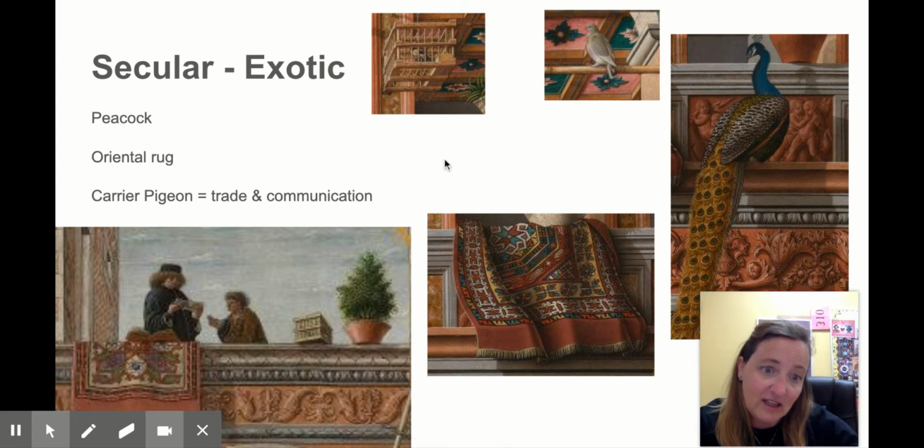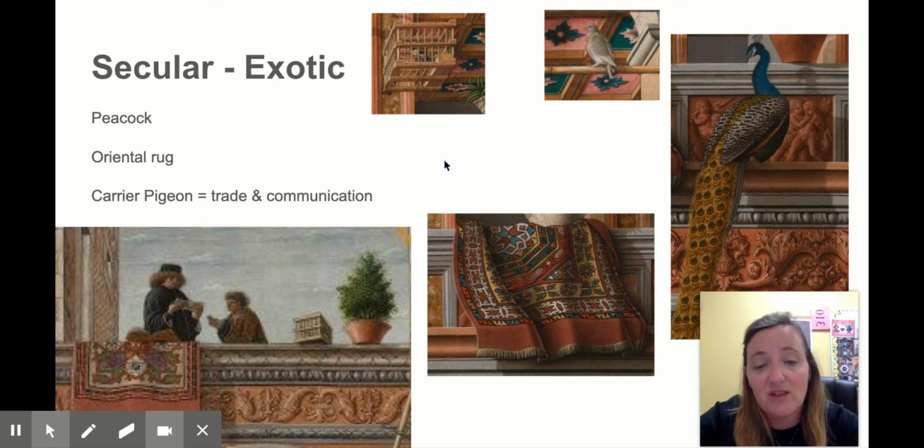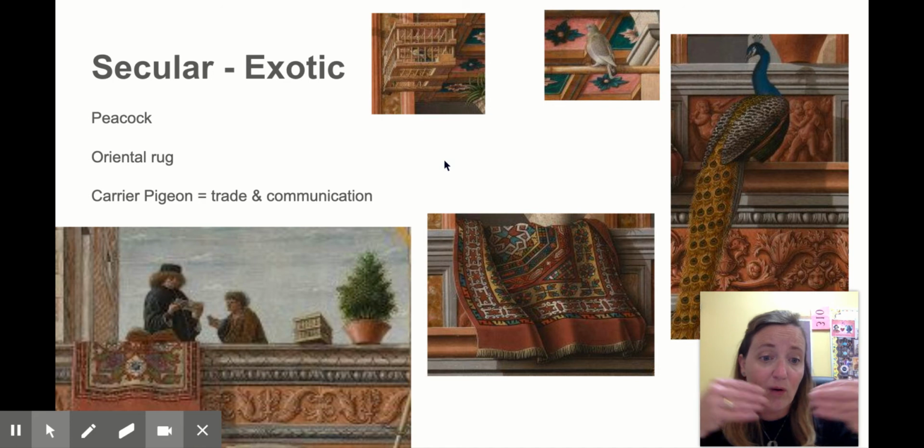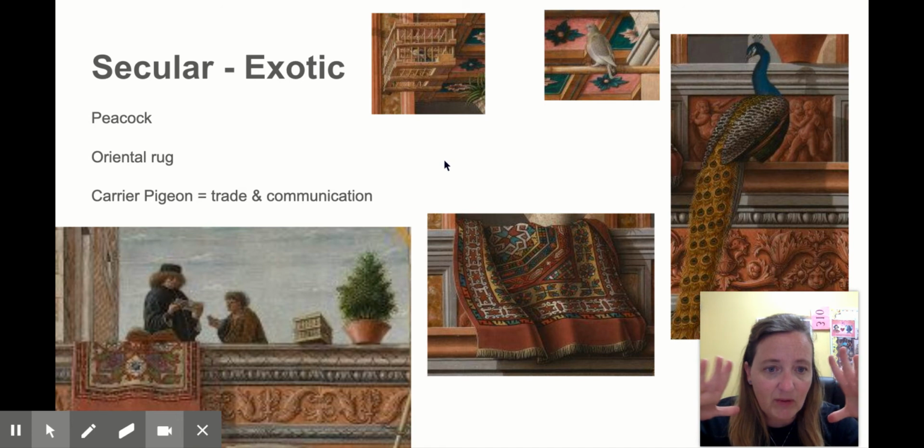And then you also see up here in these cages, you're seeing carrier pigeons. So this idea of communication. So when you have a painting that's created for a town and you're trying to sell your town, so your town is amazing, it has all of these resources, and it's at a crossroads of all these different cultures, and you really want people to understand that if they come to this town, they're going to be able to do business, and they're going to be able to communicate, and they're going to be able to trade.